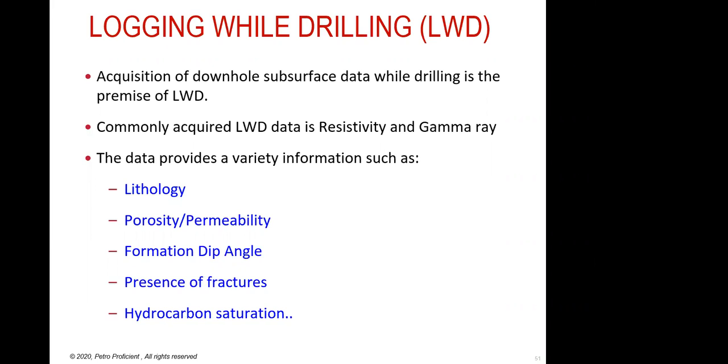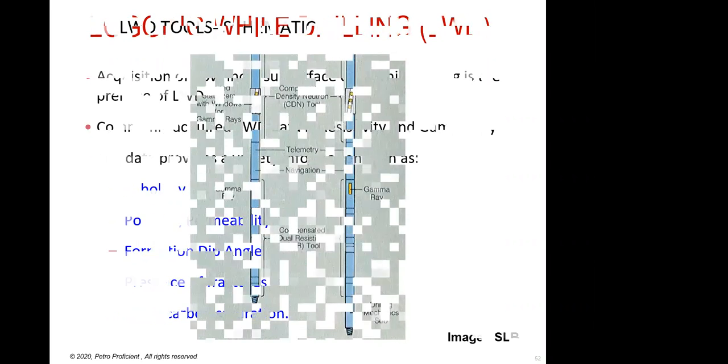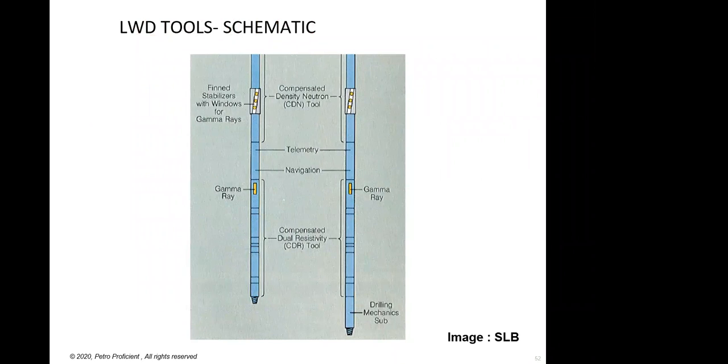So if you can avoid that by just incorporating logging while drilling in your BHA, then you can cover those logging objectives while you are drilling. So typically, this is how a logging tool schematic would look. It has gamma ray, resistivity, and you have a drilling mechanics sub where you measure your vibrations, your pressures, temperatures. On the top here, you have your density and neutron tool, which gives you an opportunity to calculate porosity.